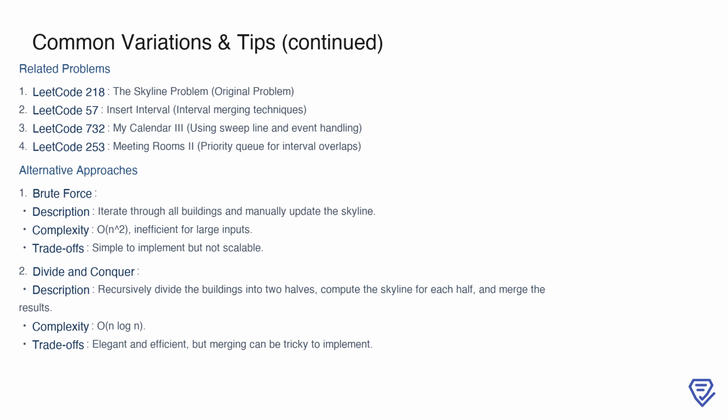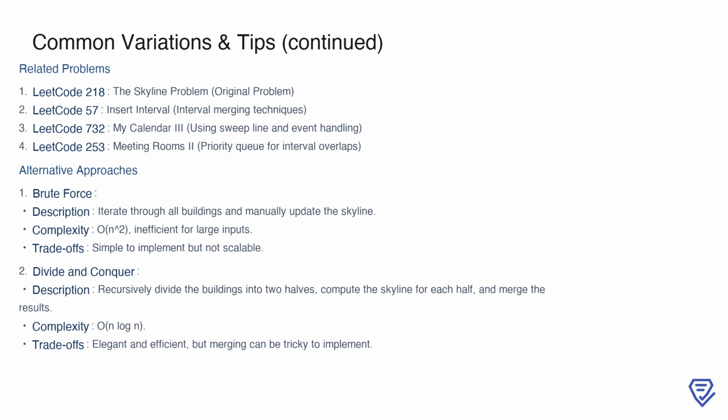A brute force method involves iterating through all buildings and manually updating the skyline. While simple to implement, its O(n²) complexity makes it unsuitable for large inputs. A more sophisticated approach is divide and conquer. Here, you recursively divide the buildings into two halves, compute the skyline for each half, and merge the results. This method achieves O(n*log n) complexity and is elegant and efficient, though merging the results can be challenging to implement correctly.